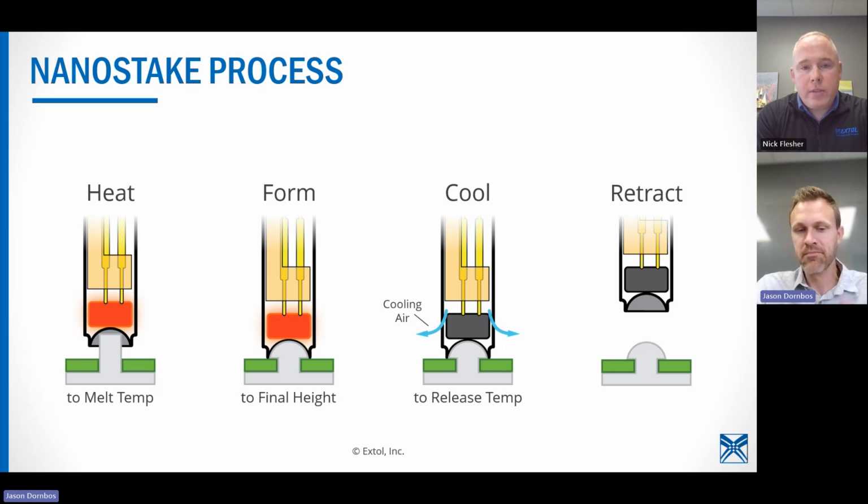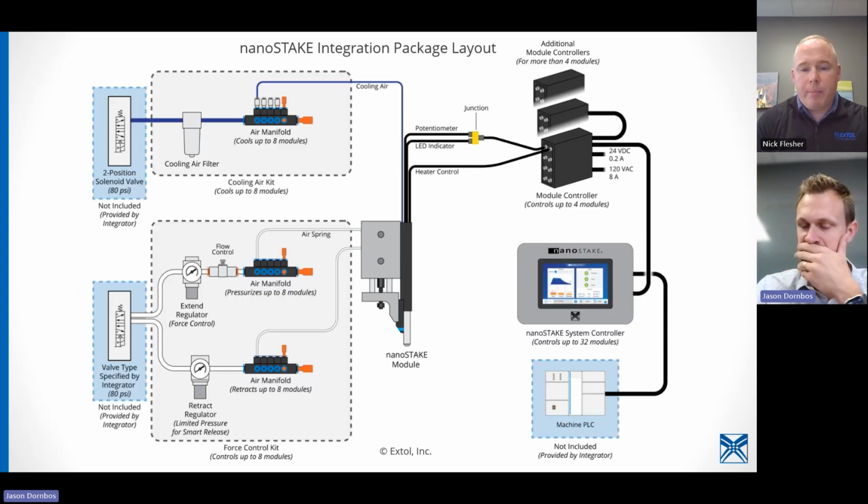But nanoSTAKE we developed years ago because of size constraints to InfraStake. InfraStake's a great technology, but sometimes it just doesn't fit. We really developed nanoSTAKE for PCBs and lighting application, some consumer products where the packaging is the constraint. So it's a good question. It's a bit size constrained, but that was really intentional. It was part of the design. We wanted to be able to fit in small areas.